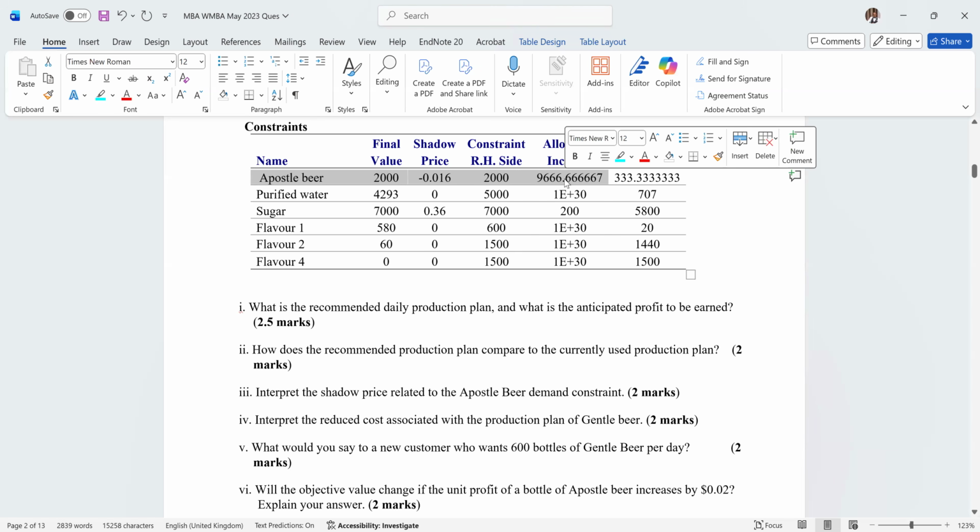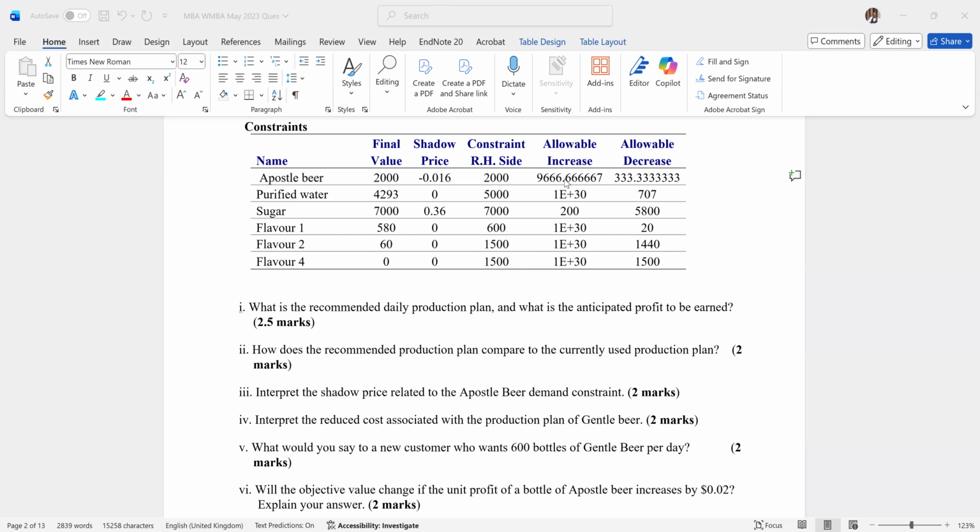What does that mean? A negative shadow price means that when you increase the right-hand side for that variable, profit is going to go down. So how would you have interpreted it? It's simple. Anytime there's a 1 unit increase in the Apostle beer bottles, the company will lose $0.016 in profit.